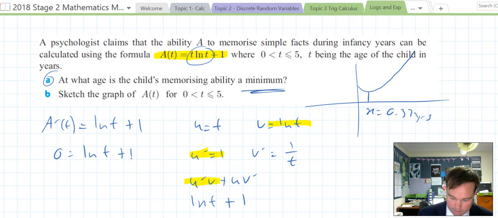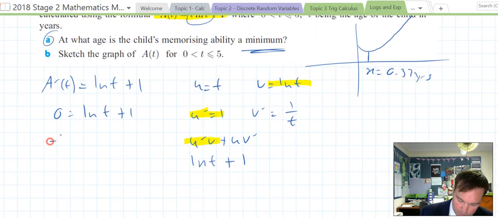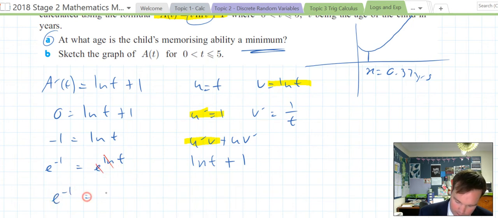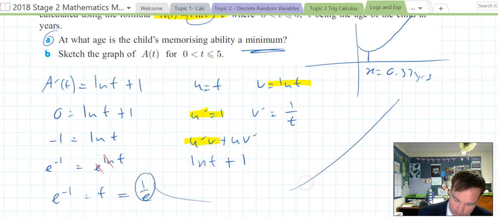Follow it through with some algebra. Subtract 1 from both sides: minus 1 equals ln t. If you want to get rid of an ln, the opposite to ln is raising things to the base it is. It is base e, so we raise things to base e. And what we're left with is e to the negative 1 equals t, or t equals 1 on e. And if you put 1 on e in the calculator, it comes out to be that 0.37 years.